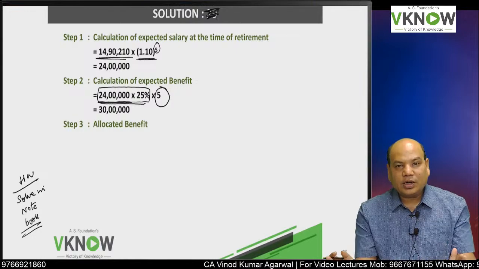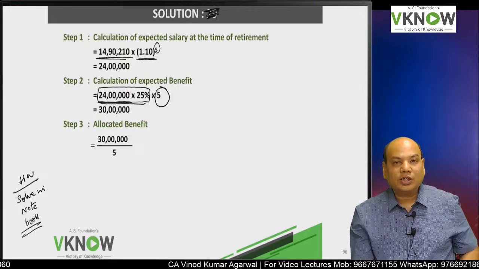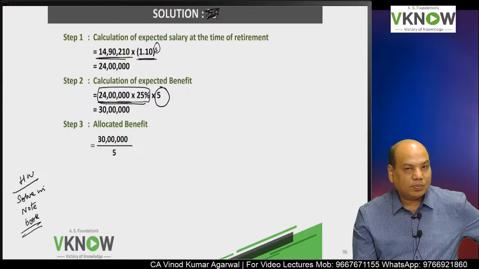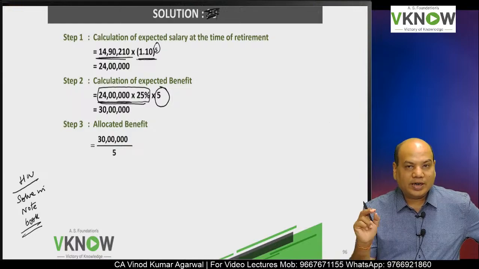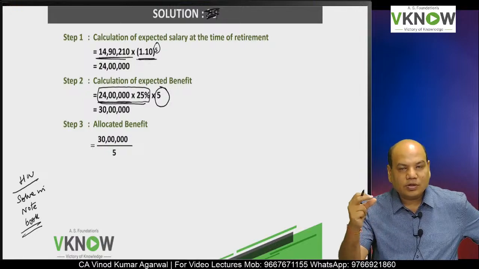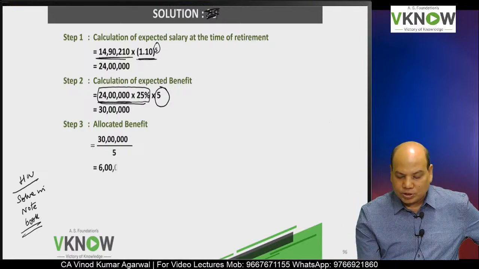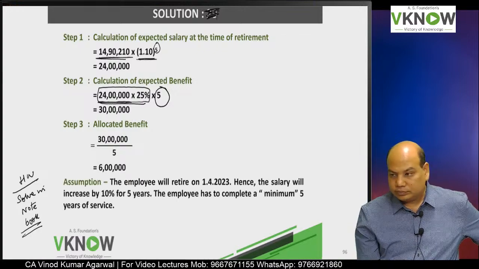Now this 30 lakh divided by 5 years, that we will call the allocated benefit. Benefit per annum. Benefit payable to Roshan for rendering service for 1 year. One year of service is equivalent to a 6 lakh rupee benefit payable to him at the end of year 5.